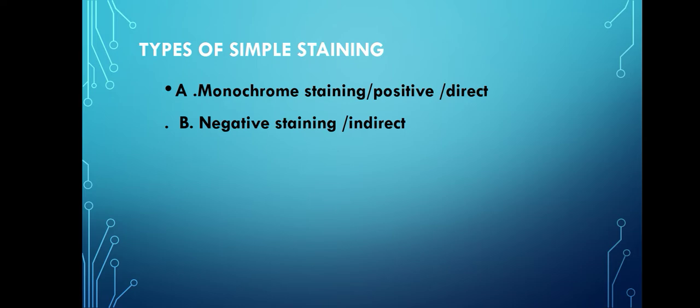There are two types of simple staining, monochrome staining and negative staining. Monochrome staining is also called positive staining or direct staining, while negative staining is also called indirect staining.